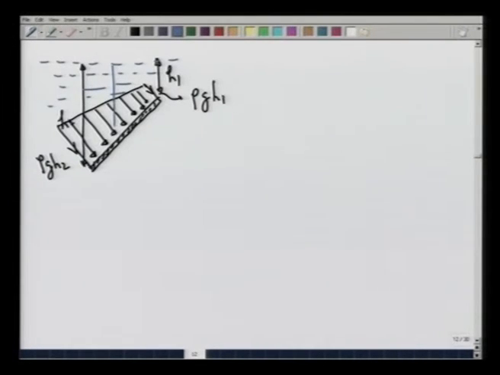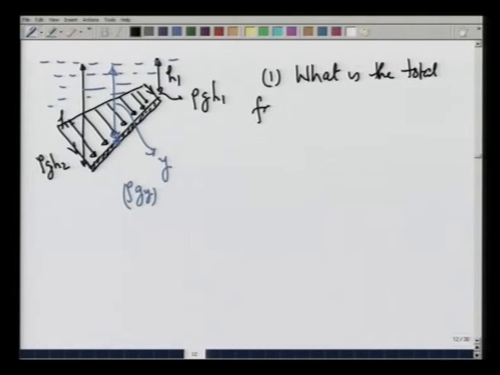At depth y from the top of the water surface, the force acting on a thin slice here is going to be rho g y per unit area. First question we want to answer is, what is the total force acting on the plate? That is easy to answer.